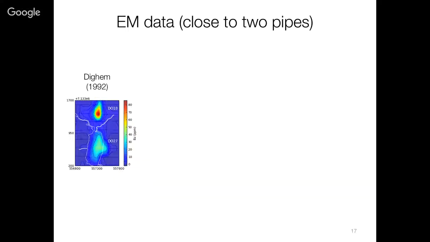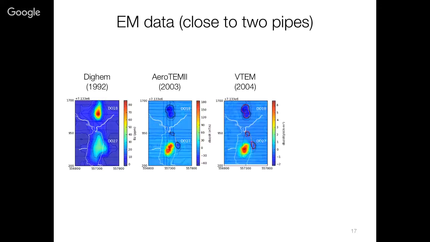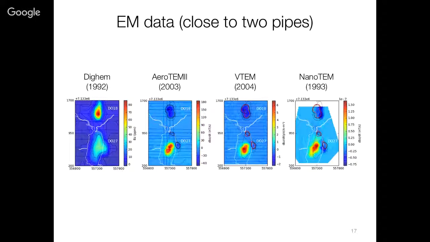So the DIGEM data, 1992, that's frequency domain, looked like that. The Aerotem, 2003, looked like that. VTEM, that, and the NanoTem looks like that. So we got, that's the ground-based data, but I think it's interesting just to see the consistency here. It doesn't matter what I'm doing, right? I'm flying this over, I'm going to see this. So you just constantly see these two pipes.